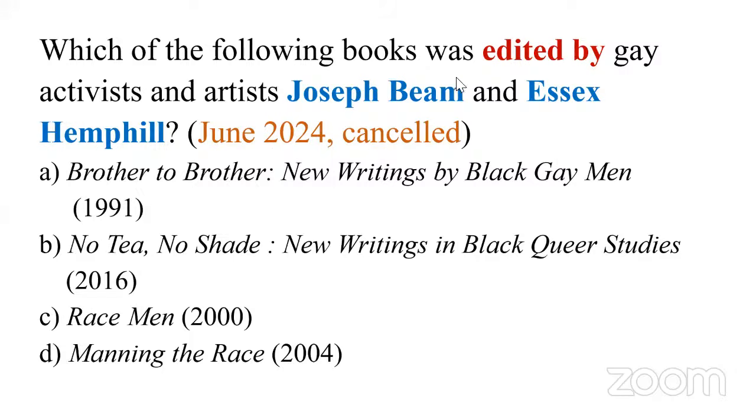Which of the following books was edited by gay activist and artist Joseph Beam, B-E-A-M, and Essex Hemphill, H-E-M-P-H-I-L-L? Option A, Brother to Brother, New Writings by Black Gay Men, published in 1991. B, No Tea, No Shade, New Writings in Black Queer Studies, 2016. Then C, Race Men, published in 2000. D, Manning the Race, 2004.